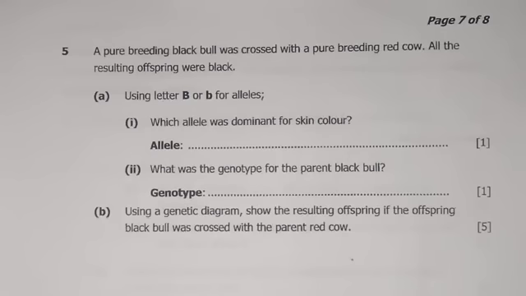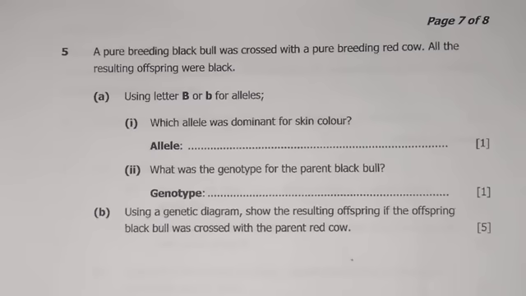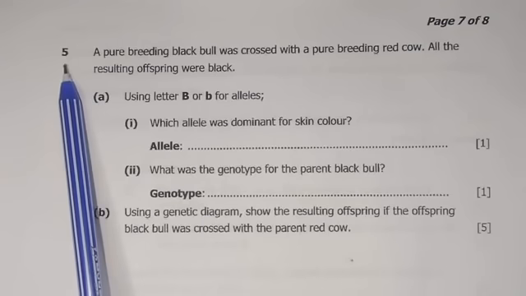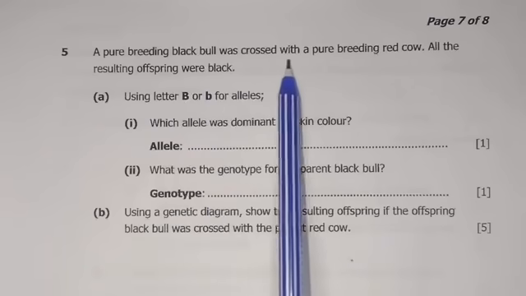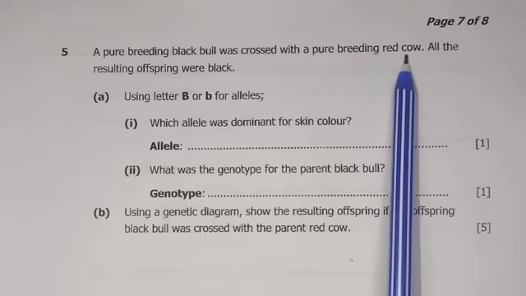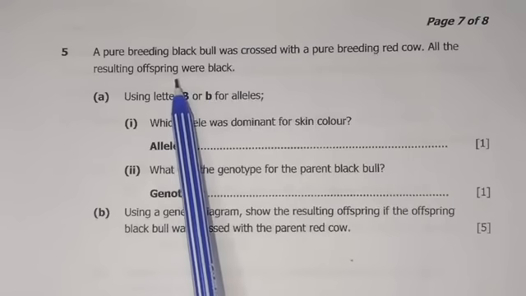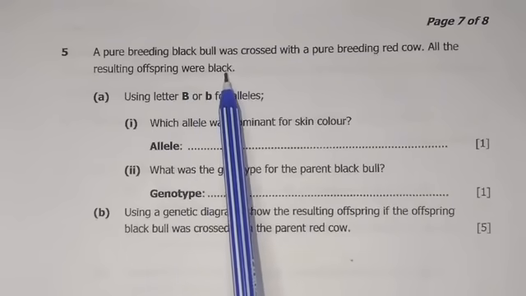In this presentation we are going to look at Biology Paper 2 for 2017 for external candidates, and you're answering question 5. The question reads: a pure breeding black bull was crossed with a pure breeding red cow. All the resulting offspring were black.